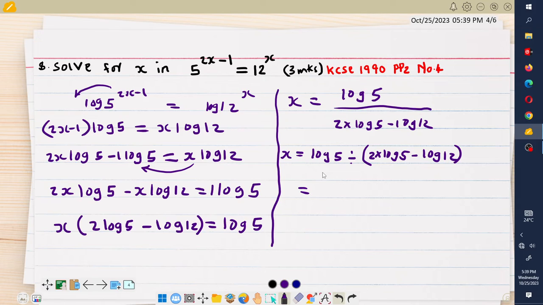So I have the logarithm of 5, then I'm dividing by, open bracket, 2 times the logarithm of 5, then minus the logarithm of 12. So this is going to give me 2.19. So I'm getting my value of x as 2.19. Then of course I am expressing it to 4 significant figures, so I'll leave this one as 3. So that is how to behave for numbers which cannot be expressed to a similar base.